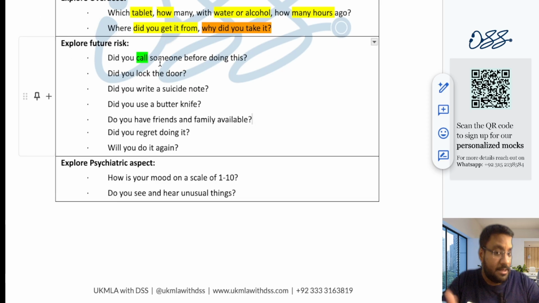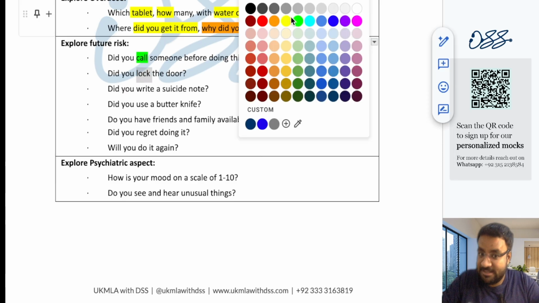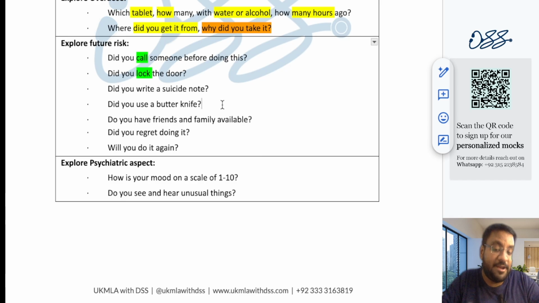Okay, number one. Number two, did you lock the door while you were cutting your wrist and while you were taking the medications? Again, if somebody locked the door, that means they're serious. That means the risk of suicide is very high. But let's suppose somebody kept the door open and was showing everyone that okay, this is the medication that I'm taking, here I am cutting my hands. Okay, so that means that they are at a low risk of suicide and it was just an attempt for the sake of attempting it.